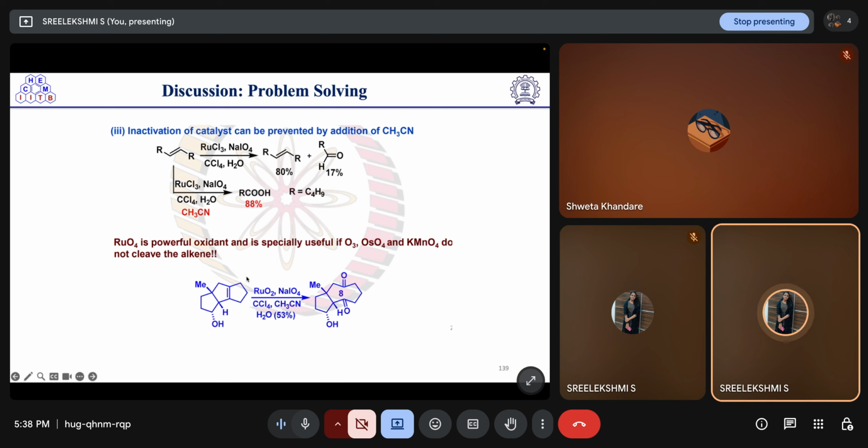In some cases, if ozone, osmium tetroxide or KMnO4 cannot cleave the alkene, ruthenium tetroxide can be used, which is a more powerful oxidant than ozone, osmium tetroxide or KMnO4. The reaction will be the same. Firstly a diol will form, then carbon-carbon bond cleavage will take place to form this diketone.